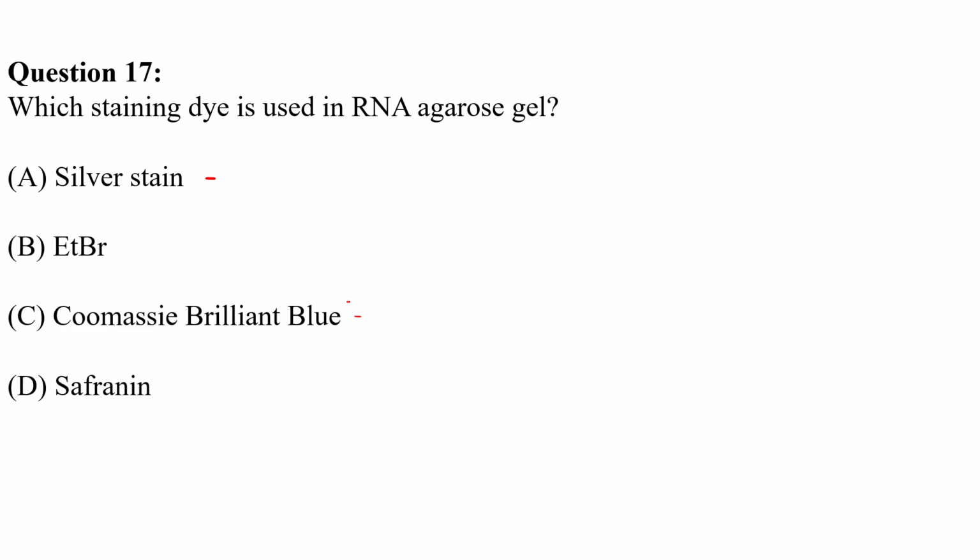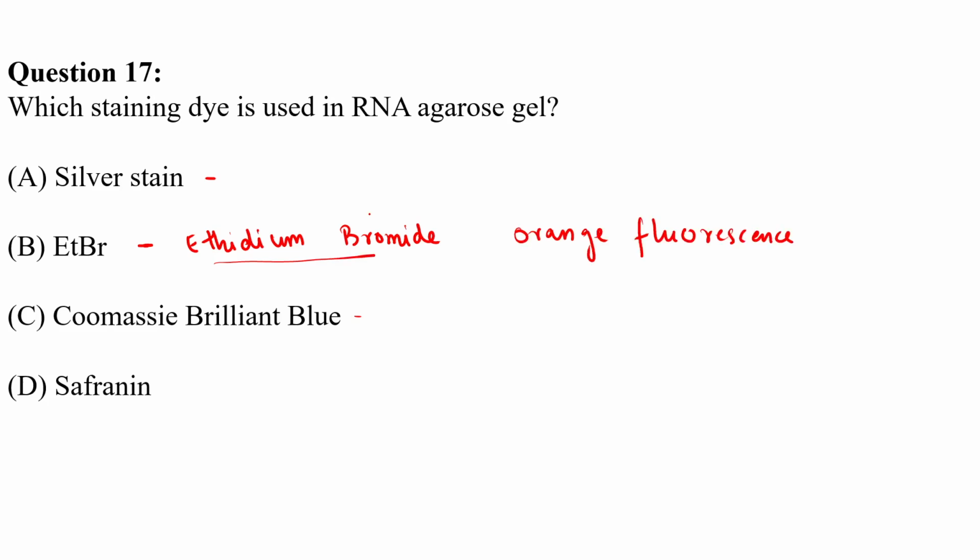Like DNA, RNA is also a nucleic acid, so it also has the sugar phosphate backbone. That sugar phosphate backbone is basically intercalated by this ethidium bromide, and it's an orange fluorescent dye. Okay, it has orange fluorescence. Because of this, ethidium bromide will stain the nucleic acid.